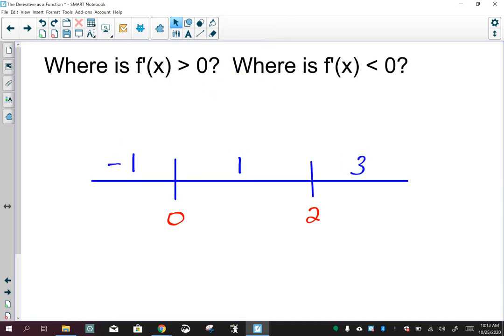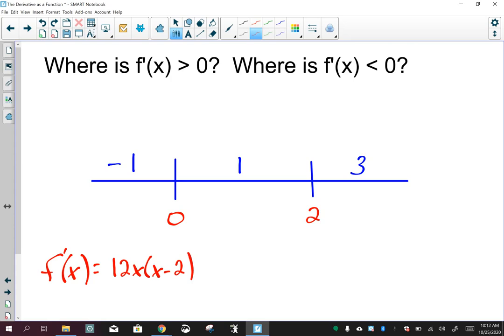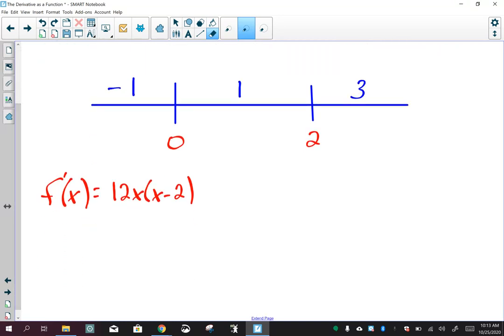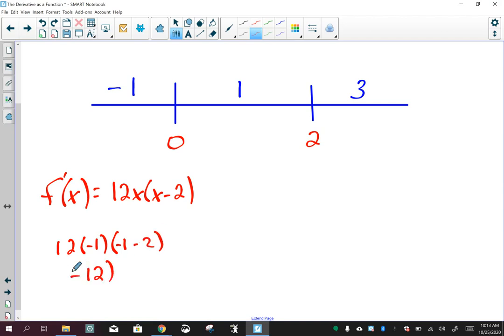That's fine. So now we're literally going to go back into our prime. So we're going to rewrite that f prime of x is equal to 12x times x minus 2. Then I'm going to evaluate this piece at these 3 numbers. On the first one, at -1, I'm going to say 12 times -1, and then -1 minus 2, which is -3. I get -12 times -3, and a negative and a negative is a positive.